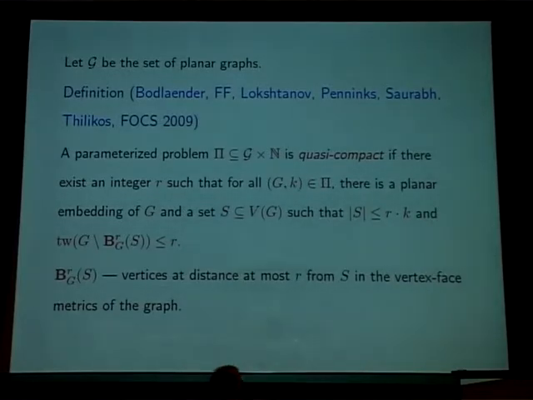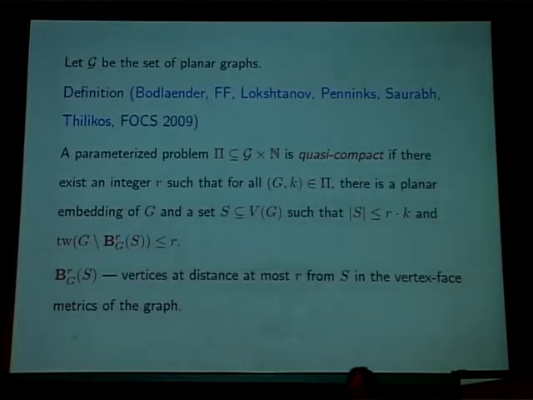So once again, what does quasi-compactness mean? Basically, I can remove a constant amount or linear amount of balls of constant size, and what remains is of constant treewidth. So why do we call it quasi-compactness? Because first we introduced the property which we call compactness, which means that I am able to remove at most a linear amount of balls to cover the whole graph. So it means that I have a kind of finite cover. So it's a compactness property.